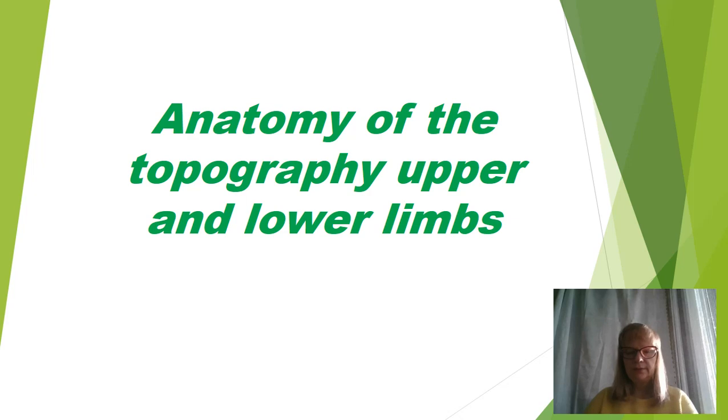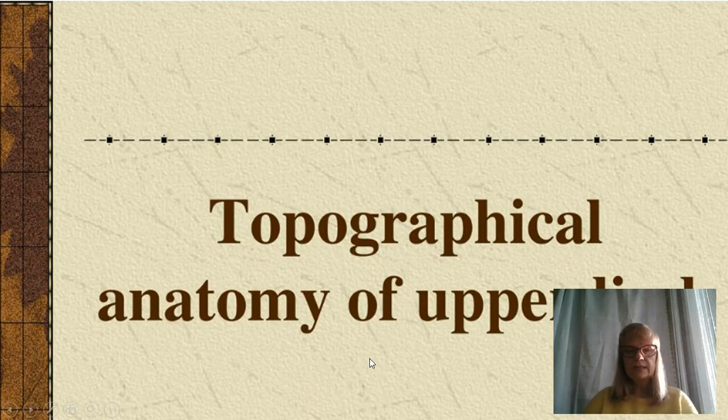We continue and finish today's course about the active part of the locomotor system, muscles. Topic of the lecture: anatomy of the topography of the upper and lower limbs. Let's start from the first question, the topographical anatomy of the upper limb.